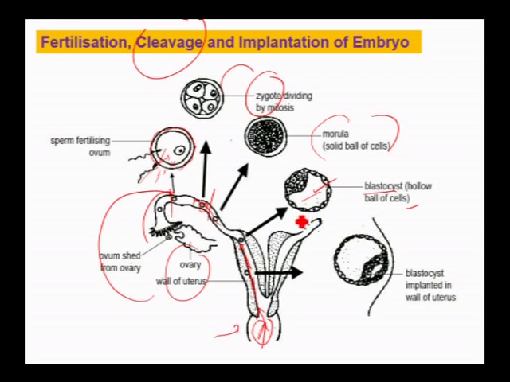Now the blastula moves towards the uterus. From the fallopian tube, the blastula moves towards the uterus and attaches to the wall of the endometrium. Do you know what the endometrium is? The inner lining of the uterus is called the endometrium, and thereby the blastocyst attaches to the wall of the endometrium. This process is called implantation of the embryo.